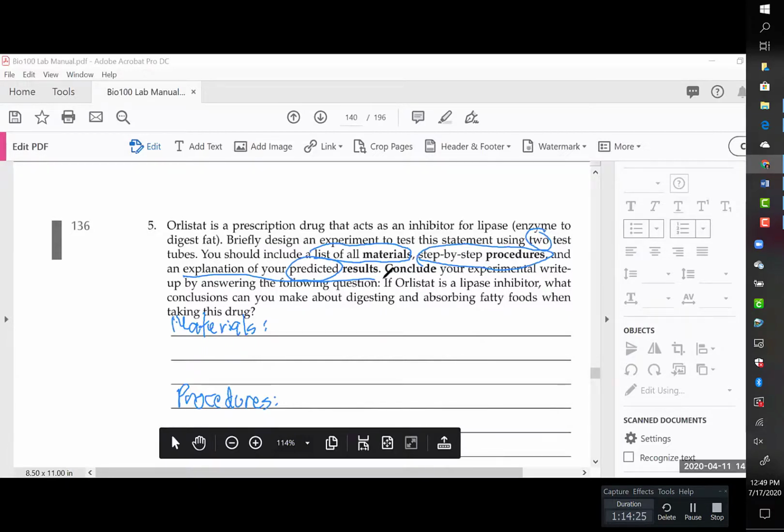And then finally, conclude your experimental write-up by answering the following question. If orlistat is an inhibitor for lipase, what conclusions could you make about digesting and absorbing fatty foods when taking this drug? So again, in summary, give us a list of your materials, give us a list of your step-by-step procedures, tell us what your expected results would be. You can even write the words expected results, colon, and then conclude by answering that statement. If orlistat is an inhibitor to lipase, what conclusions could you make about digesting and absorbing fatty foods?